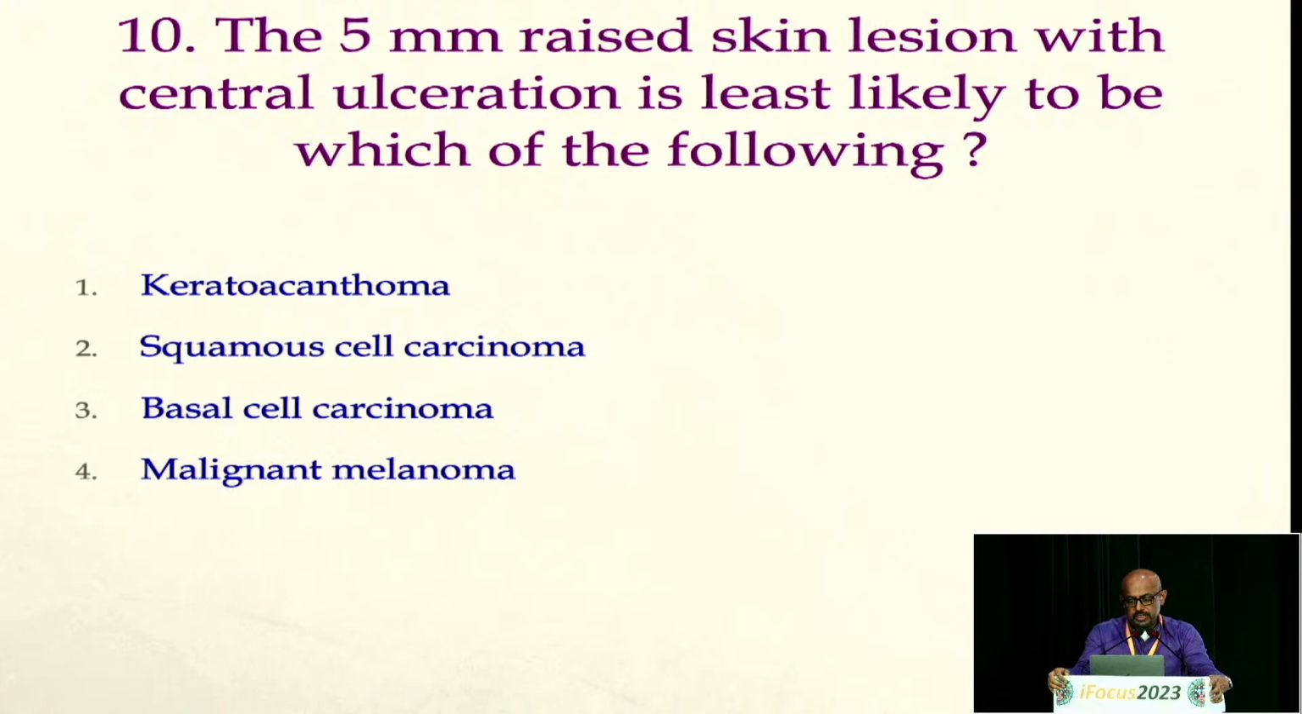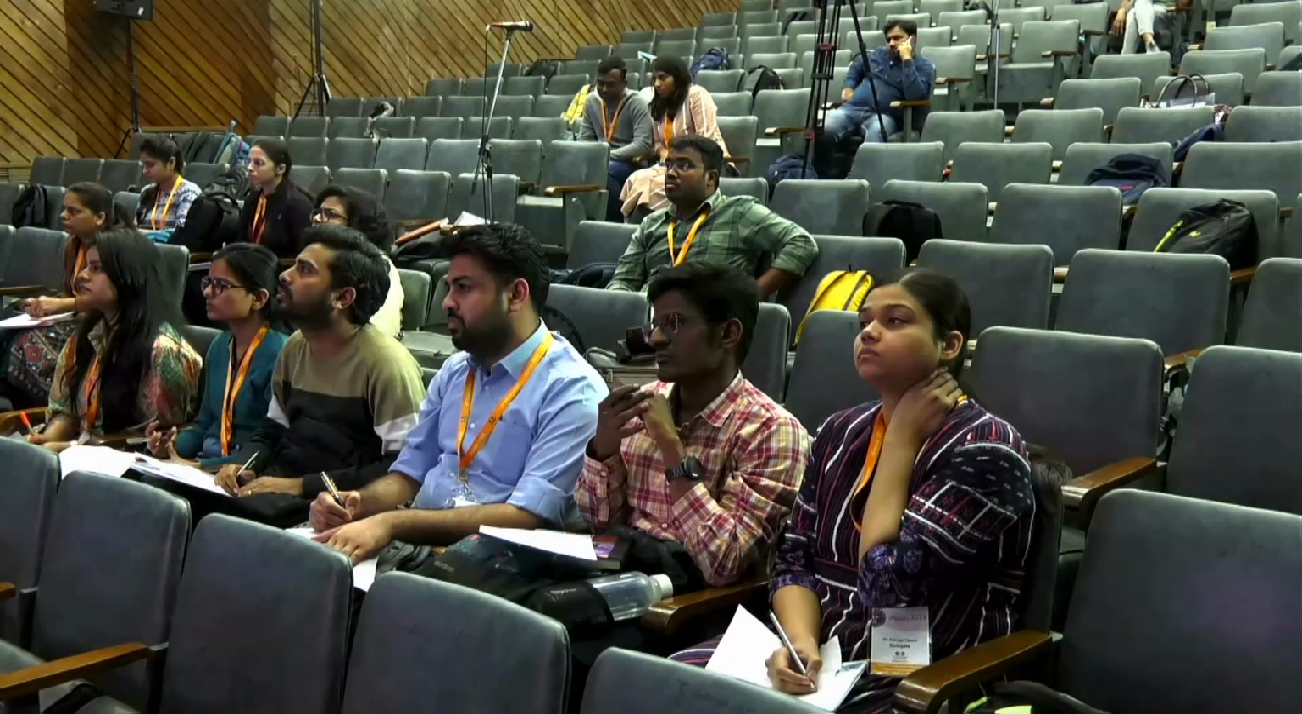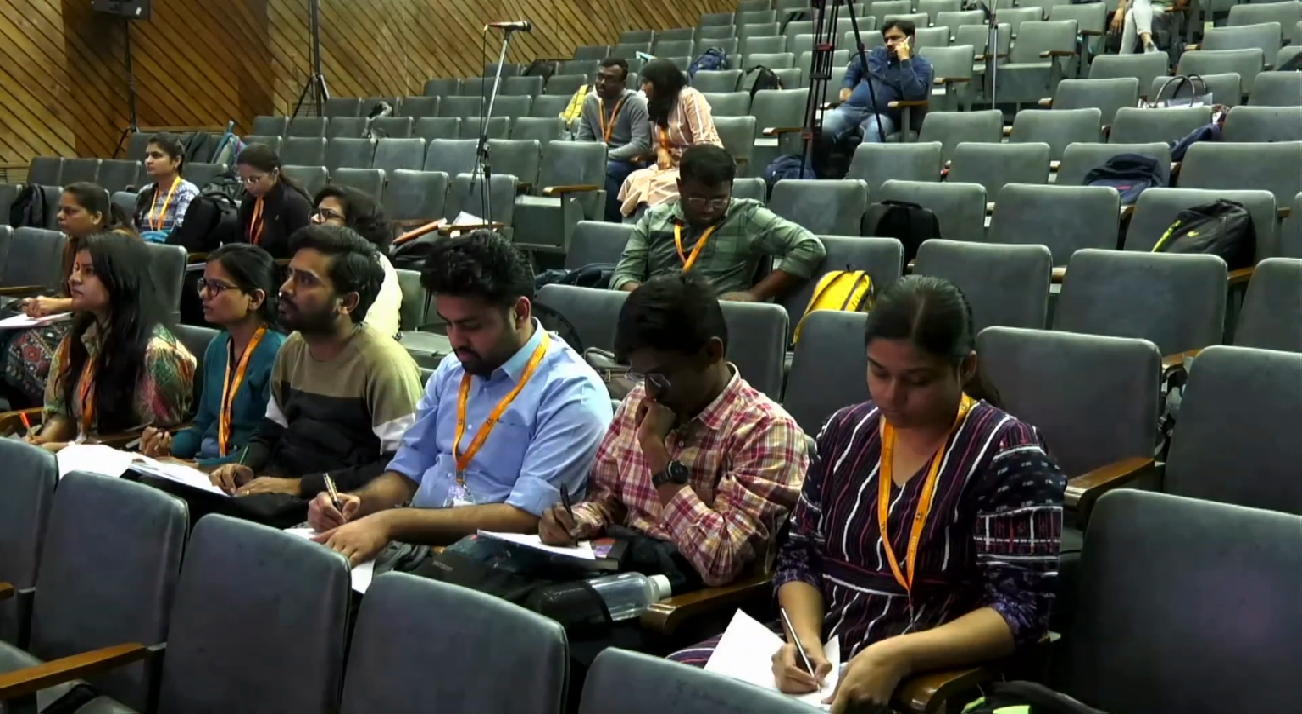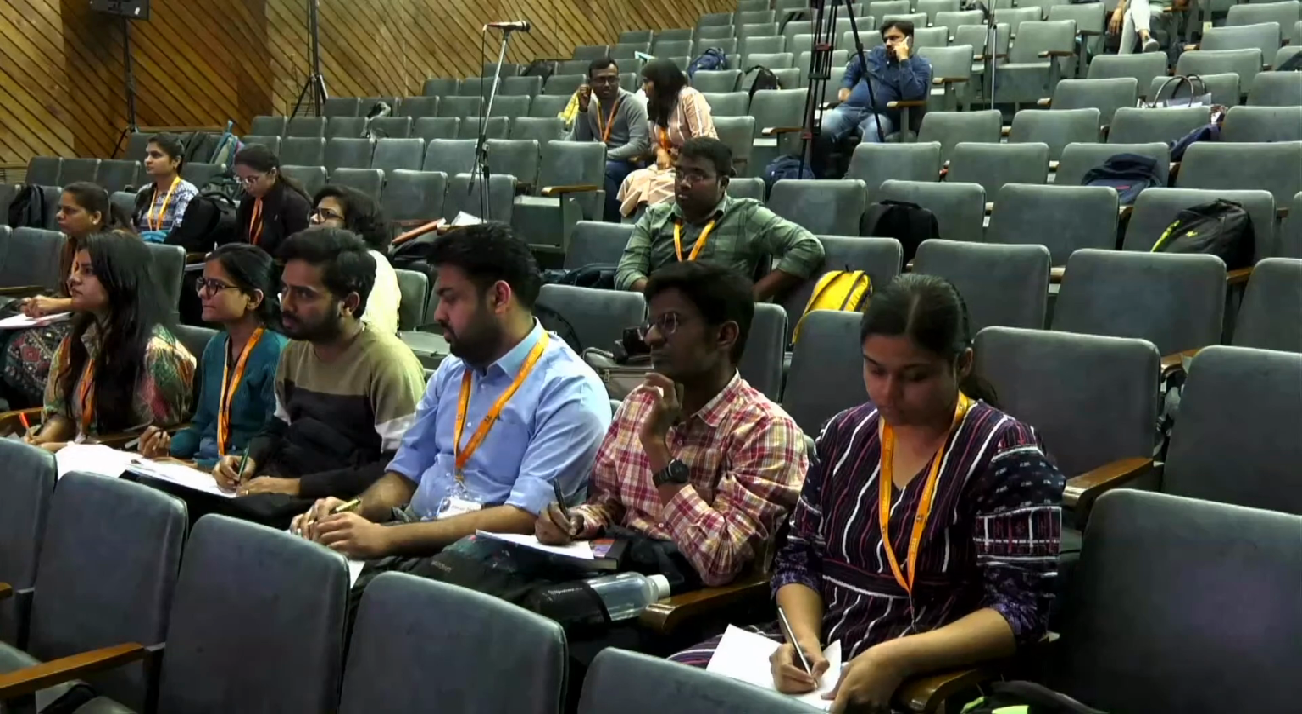The 5 mm raised skin lesion with central ulceration is least likely to be which of the following? A lot of least likely and except questions. Keratoacanthoma, squamous cell carcinoma, basal cell carcinoma, malignant melanoma. The 5 mm raised skin lesion with central ulceration. It's not likely to be which of these? Keratoacanthoma, squamous cell, basal cell, malignant melanoma.